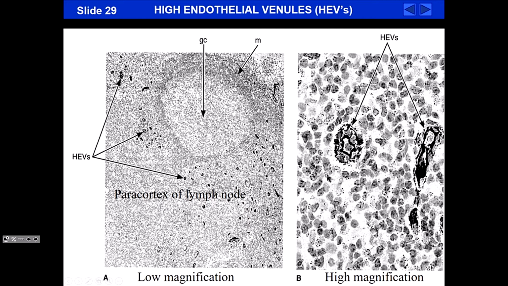So if you were shown something that appeared lymphatic, and you saw high endothelial venules, you would know it had to be a lymph node, because you don't get high endothelial venules in spleen or thymus or aggregated nodules and so on, okay? So that, again, is a unique histological feature of lymph nodes. Only in lymph nodes do you get high endothelial venules.